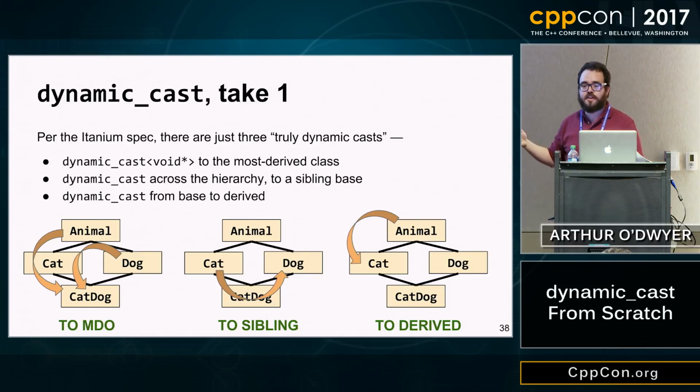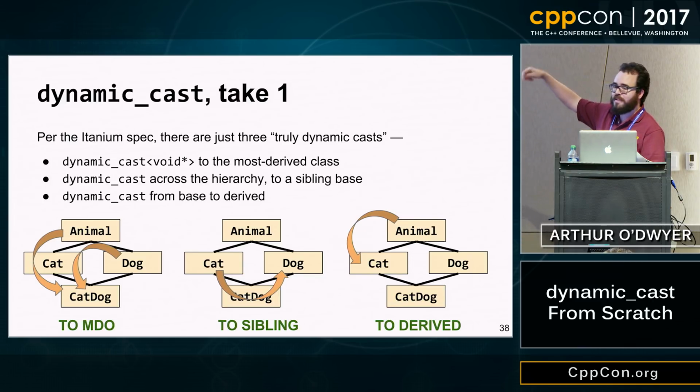Dynamic cast across the hierarchy from cat to dog to a sibling base, or dynamic cast from a base to derived. Now going the other way, from derived to base, from cat to animal, that's a static cast. That's not truly dynamic. You can express it with a dynamic cast, but it will just happen at compile time.